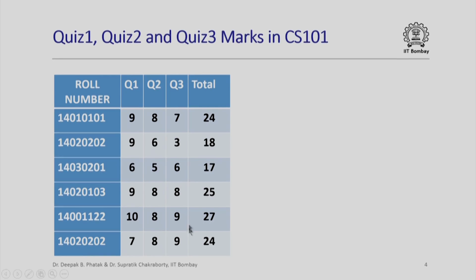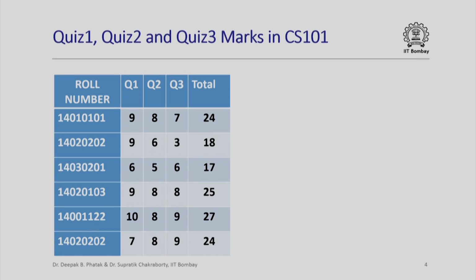Let us say in a table or in a spreadsheet, I have listed down the quiz 1, quiz 2 and quiz 3 marks of several students who are taking CS101. Each of these entries represents marks of a particular student in a particular quiz, and then we have added up all of these marks to get the total mark.